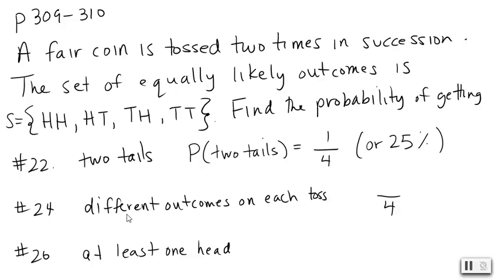The numerator is the number of ways that you can get different outcomes on each toss. Well, these are the same, so I don't want to count that one. Heads and tails, that's different. Tails and heads, that's different. Tails and tails, that's the same. So these two have different outcomes. That's 2 out of 4. And again, it's going to drive me nuts not to reduce that, but I'm not going to. You guys know that that reduces to 1/2. That's 50%. There's a 50% likelihood that you'll get different outcomes on each toss.